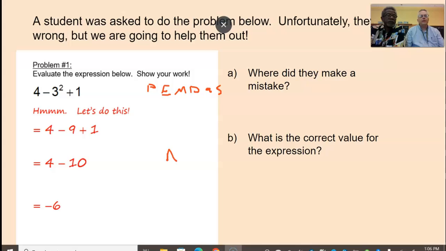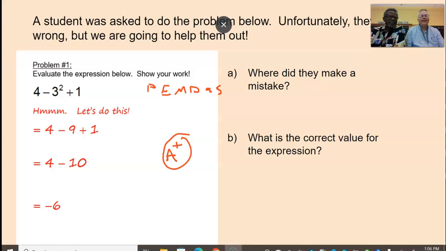What do you think, Mr. Moore? Something looks fishy about that, doesn't it? I'm thinking A plus. You're saying A plus? Let's see. You don't like this? I don't like it.